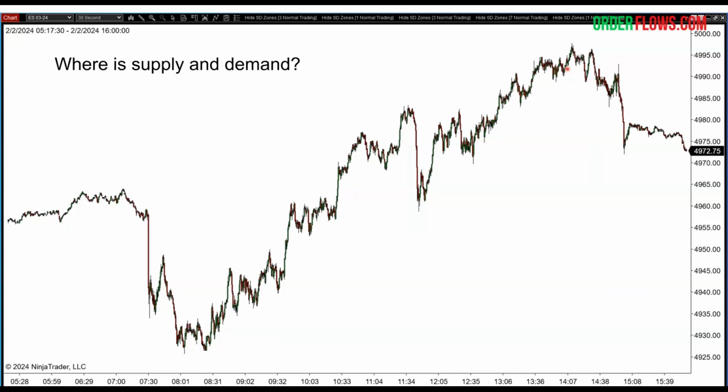Okay, so if you're looking at a chart, the easiest way to identify supply and demand is, oh yeah, there's demand down here at the low of the day, duh. There's supply up here at the high of the day, duh. But what about everywhere in between? You need a way to consistently identify it, because there are areas between the high and the low where there is demand, where there is supply in the market.